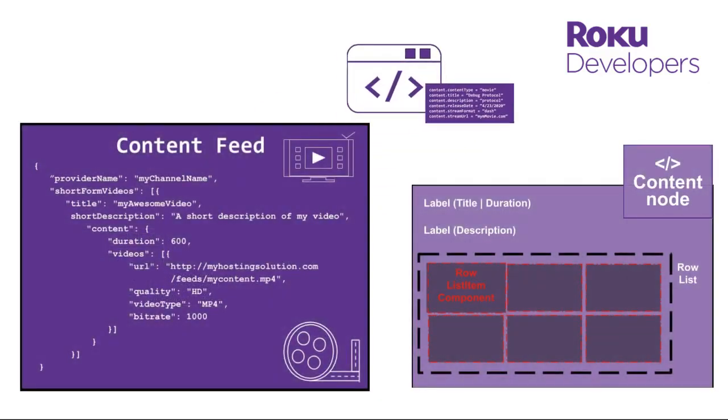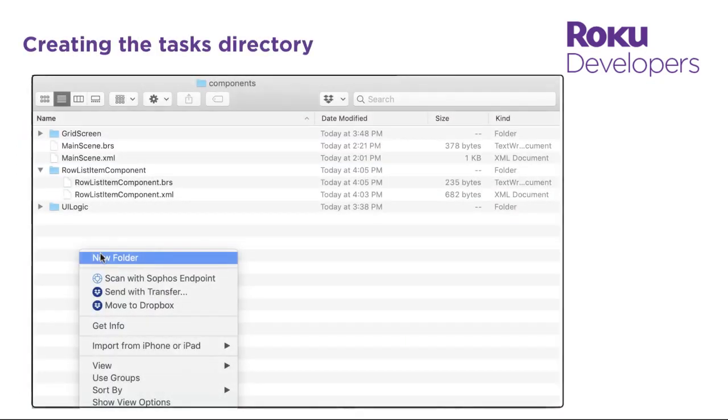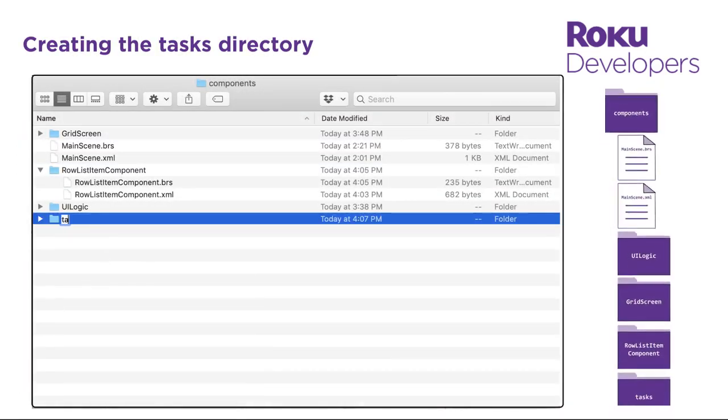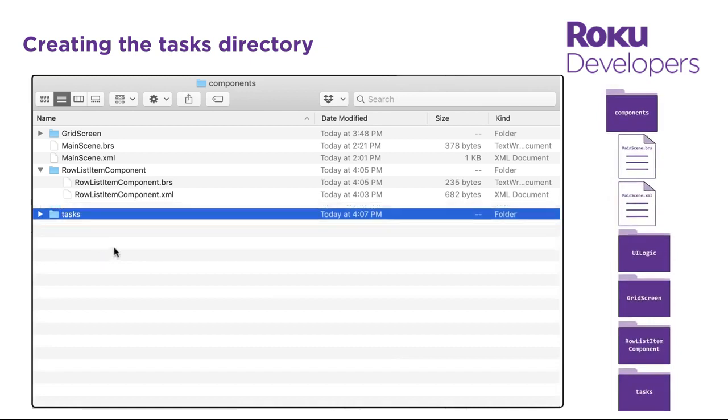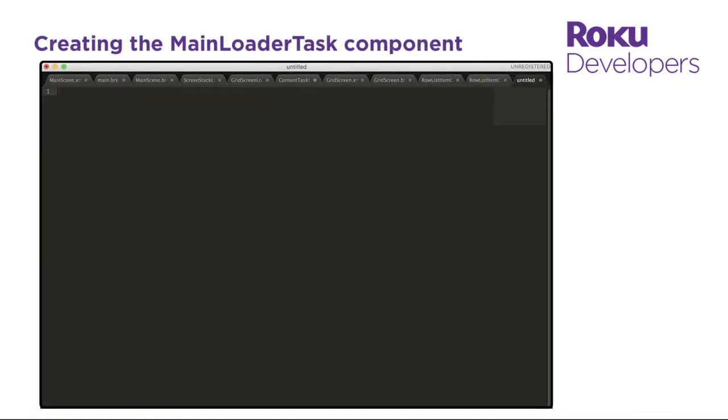So the final step in programming our channel is to add a task for loading content into the grid. To create this content loading task, we first need to add a new folder in the components directory named tasks. Now let's create the MainLoaderTask.xml file. To get started, let's create a new file in your text editor or IDE and create a component named MainLoaderTask that extends the task node.